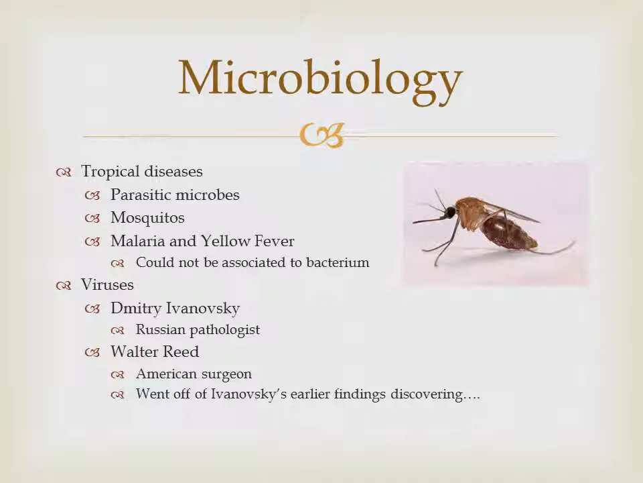Many branches of microbiology continue to come to light. Many tropical diseases, such as malaria and yellow fever, which could not be linked to bacterium, were found to be due to parasitic microbes. For example, mosquitoes. At the end of the era, viruses were discovered by Walter Reed, who learned a lot of his information from Russian pathologist Dmitry Ivanovsky. I will go more in depth about Walter Reed in the next slide.